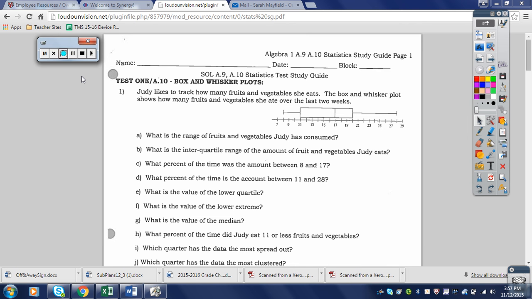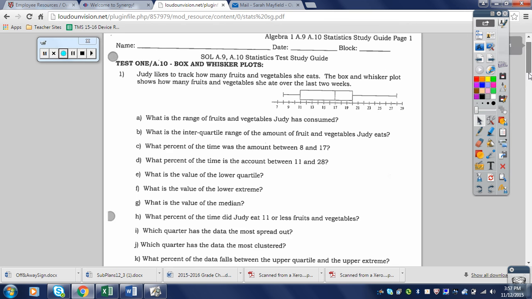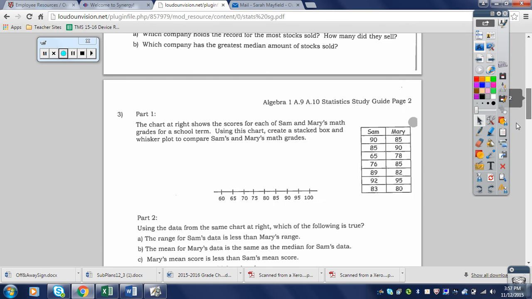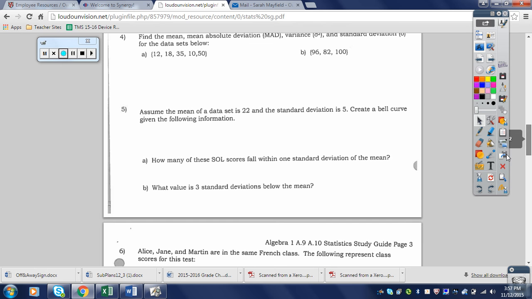Spend some time going over some of these problems on your study guide before you take your test. So a couple problems I want to go over. The first one I want to talk about, let's look at number 5. It says assume the mean of a data set is 22 and the standard deviation is 5. Create a bell curve. Okay, so I'm going to open up a bell curve.